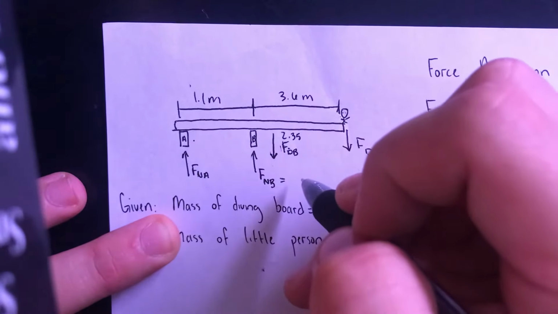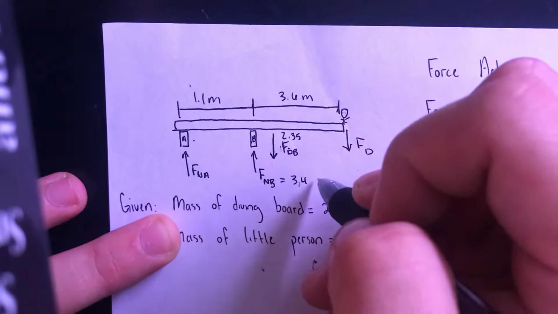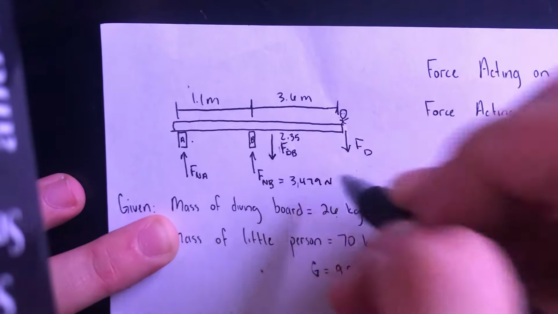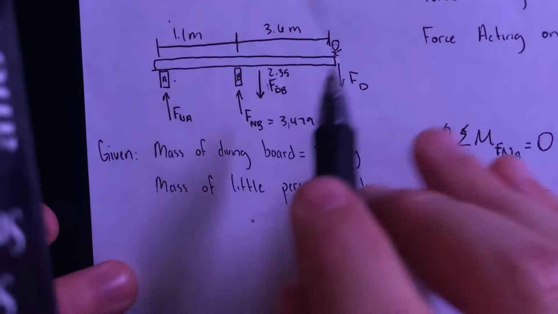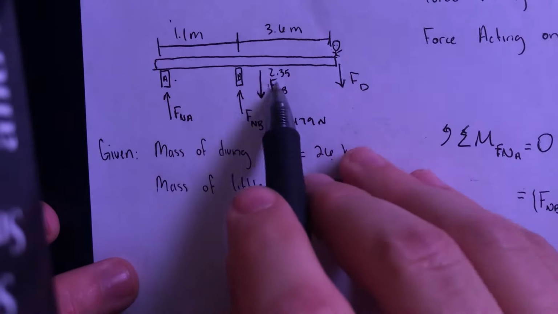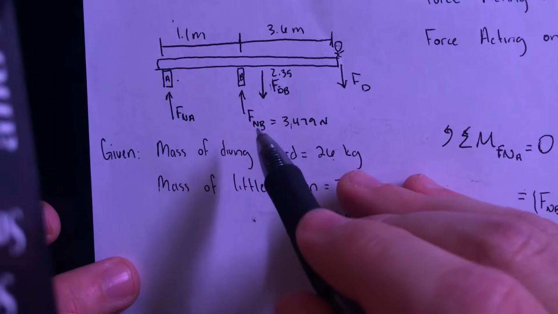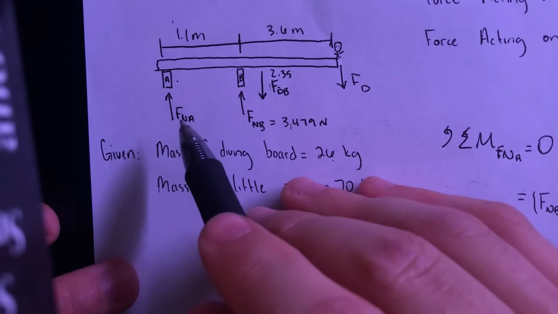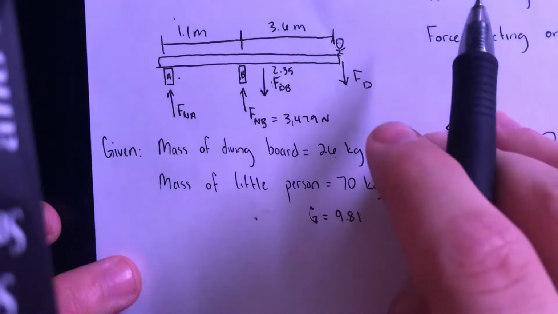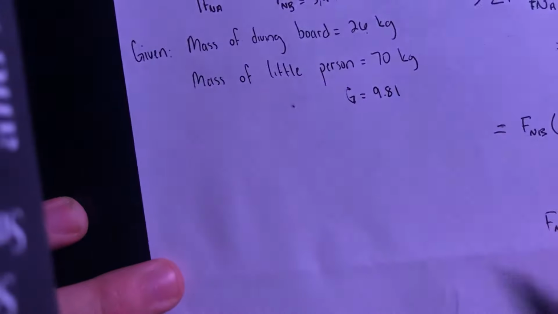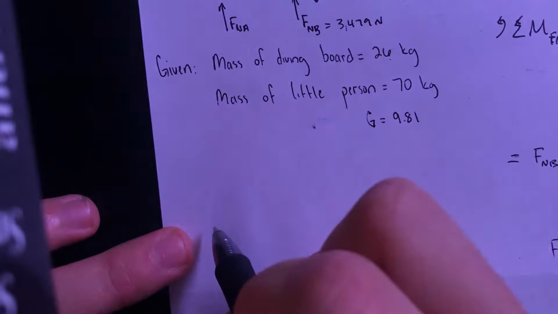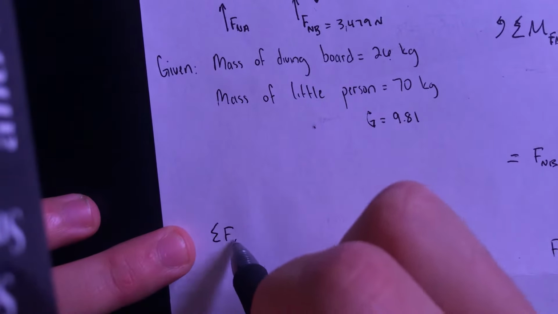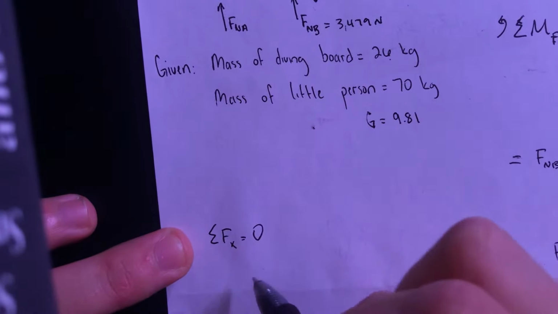So we can just write 3,479 newtons. Okay, so from there, since we have everything, we have the force of the diver, the force of the diving board, and then your normal force at B. All we need to do is find the normal force at A. So from there, you do the summation of forces in the x direction. You set that equal to 0.